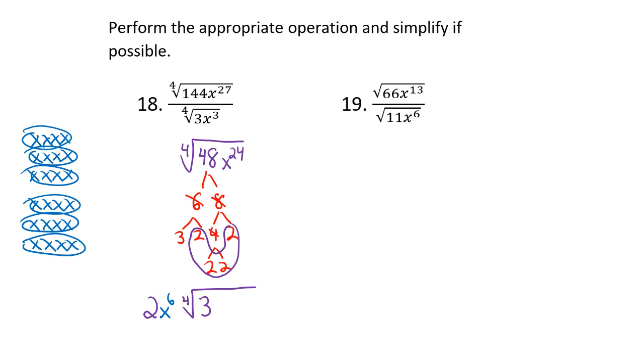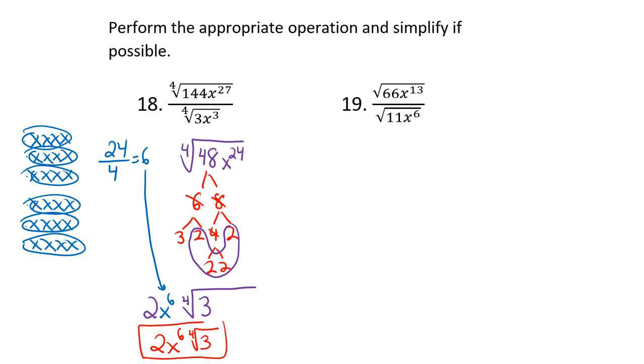But no one wants to write all this out. That's a lot of work. There is a faster way. Take your exponent, the 24, divide it by the index 4. That gives me 6. That's the exponent. That's how many groups that would be created by grouping 24 x's into groups of 4. Basic division. So I now have my answer. 2x to the 6, 4th root 3. Nice and pretty.